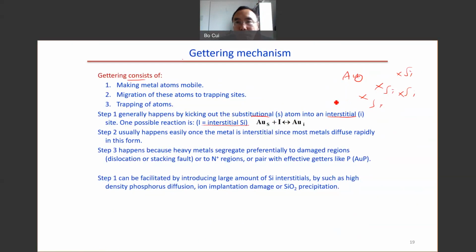So if we have this one, they will exchange the space. That means this silicon here will come to here, and this gold will come to here. Once the gold atom comes to here, it becomes an interstitial. The gold becomes an interstitial gold, from substitutional to interstitial. Once it becomes interstitial, it can migrate very, very fast. Then they get trapped at the defect site.